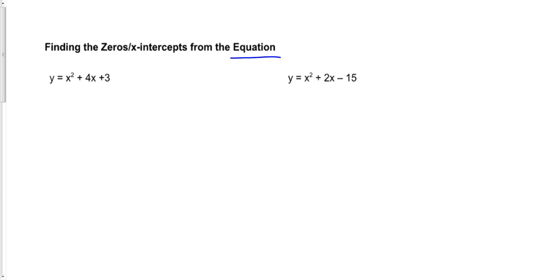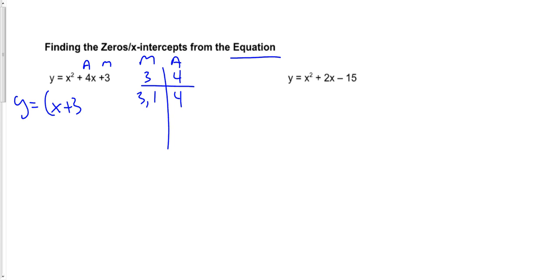So, for example, let's start off by factoring this example here on the left. Again, we've got a trinomial, and we know that we need two numbers. One has to multiply to positive 3, and the other has to add to positive 4. If we look at 3 and 1, that happens to meet the criteria. So the equation is y equals x plus 3 times x plus 1. We've just factored that quadratic equation, but we haven't found the zeros quite yet.